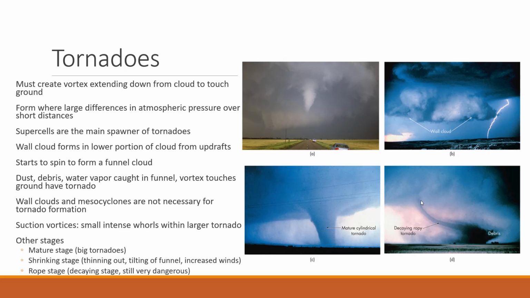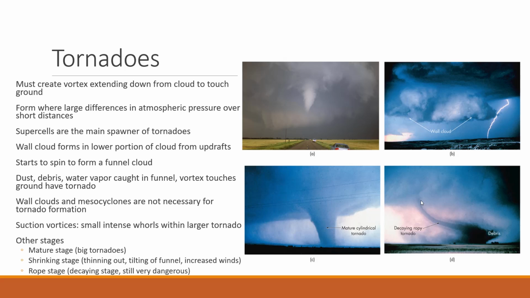The wall clouds and mesocyclones are not actually necessary to form a tornado. You can get them in other ways too, but they're the most common way. We can get suction vortices, which are very small, intense whirls within a larger tornado. There are stages to tornadoes. So the big tornadoes are when we are in the mature stage of the tornado. We have the shrinking stage where it's thinning out, tilting the funnel, and we have increased winds. And then we have the rope stage, which is the decaying stage where it's flipping back and forth.